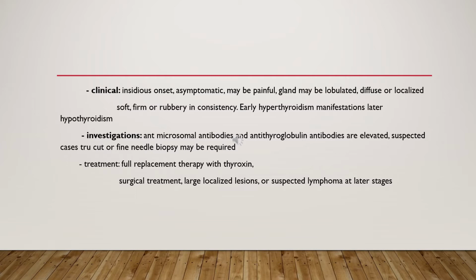Investigations: antimicrosomal antibodies and antithyroglobulin antibodies are elevated. In suspected cases, Tru-Cut or fine needle biopsy may be required. Treatment: full replacement therapy with thyroxine. Surgical treatment is only indicated when it is a large localized lesion or there is suspected malignant transformation.